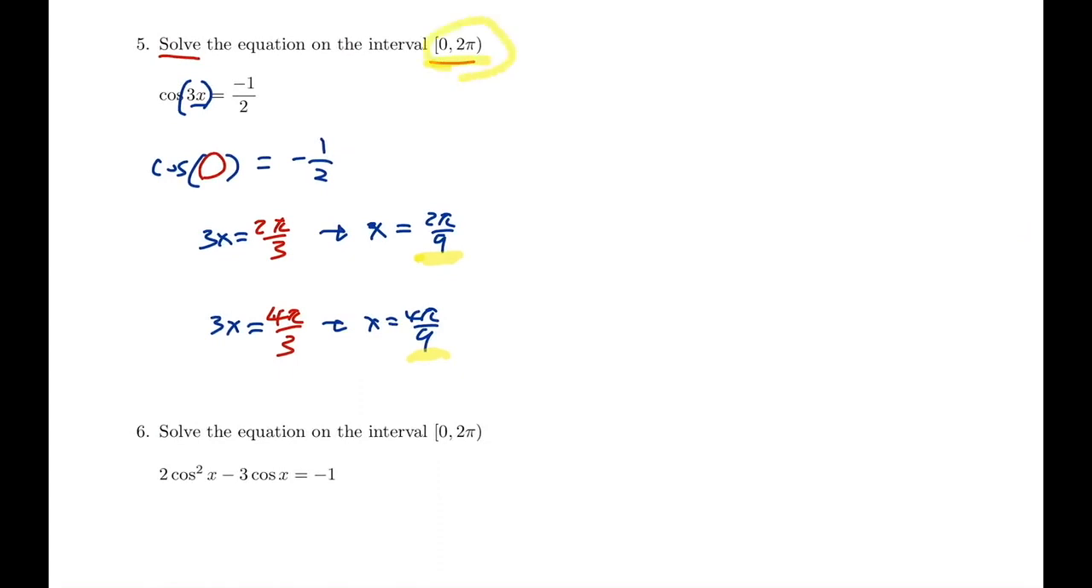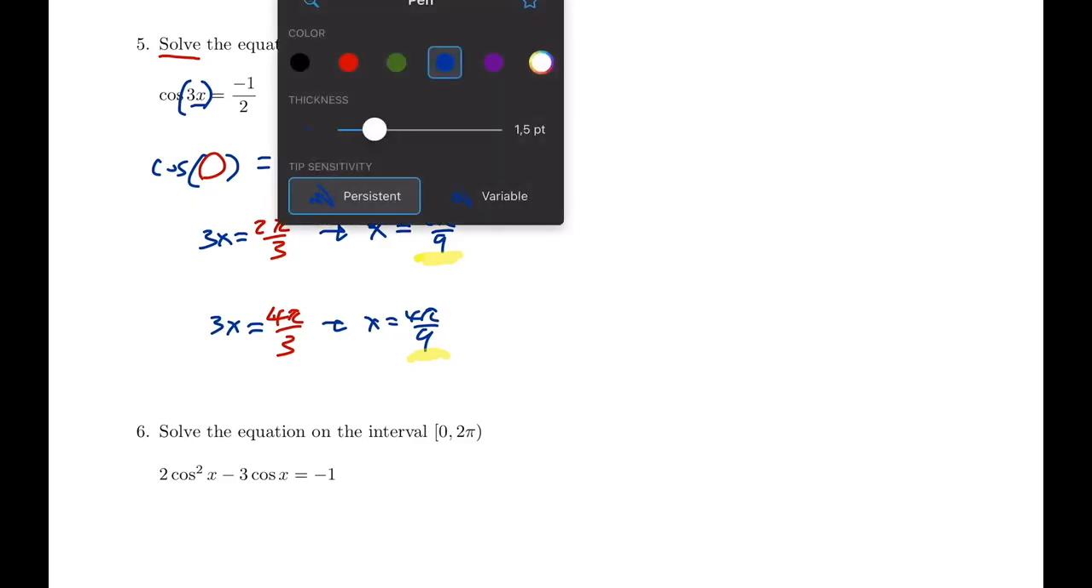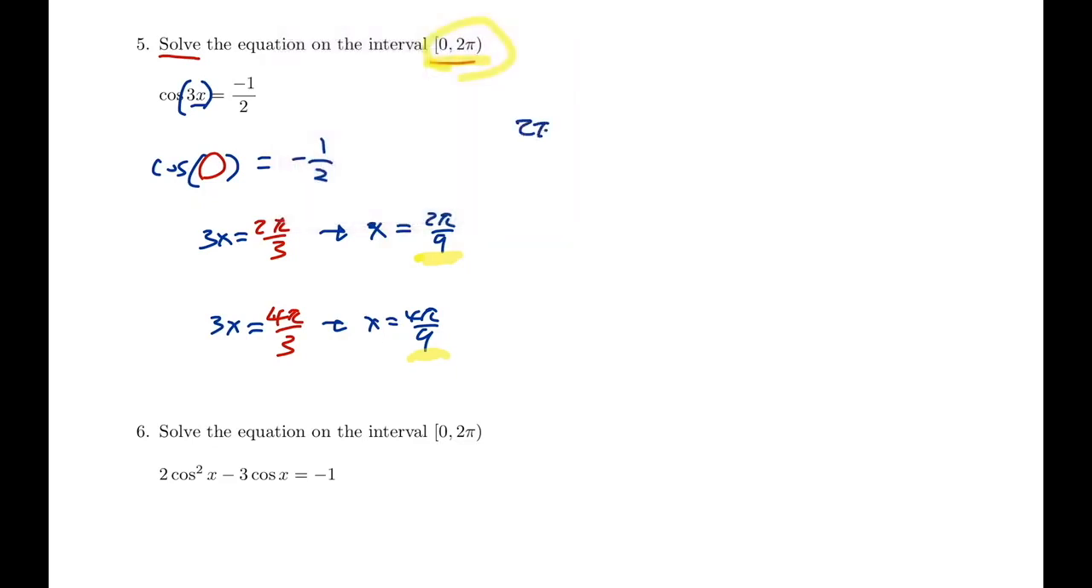This range. Okay. And they are, so those two are the final answer for this problem. So the final answer is 2 pi over 9 and 4 pi over 9.